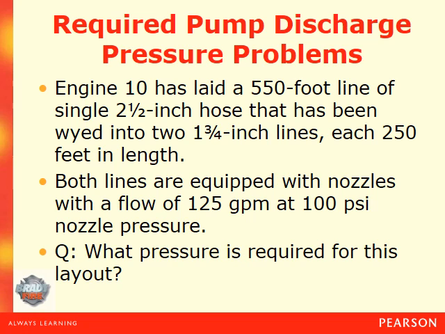So let's go through one together. Engine 10 has laid a 550-foot line of single 2.5-inch hose that has been wyed into two 1 3/4 lines. Each has 250 feet in length. Both lines, and they're being nice to us this time, are equipped with nozzles with a flow of 125 gallons per minute at 100 psi nozzle pressure. So we know our gallons, we know our pressure, so that's a good place to start. So now we have to figure out what the required pressure is.